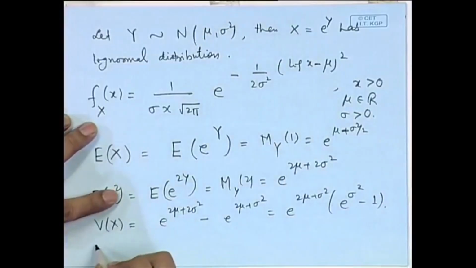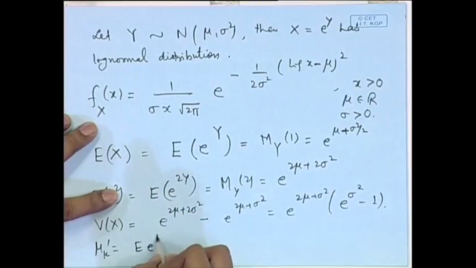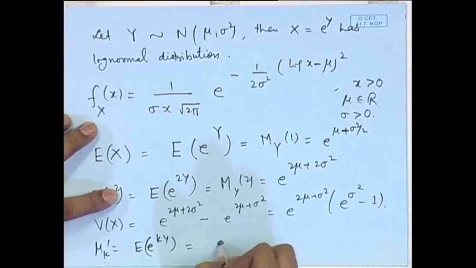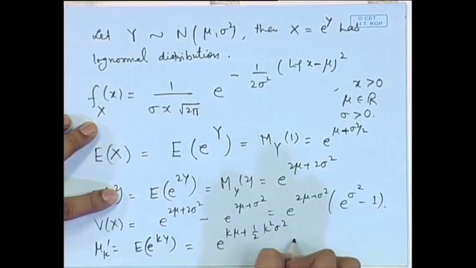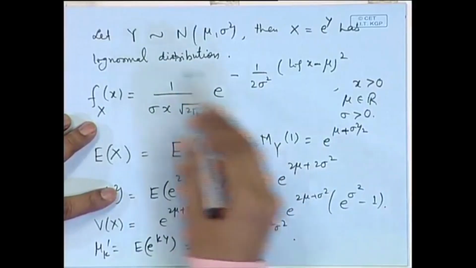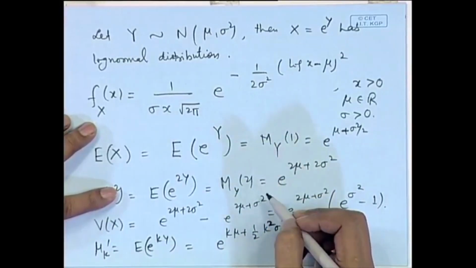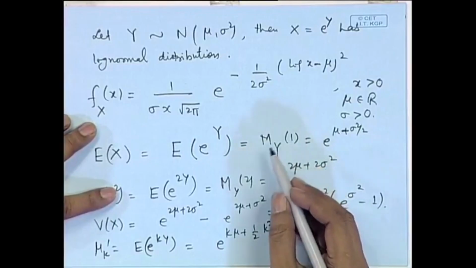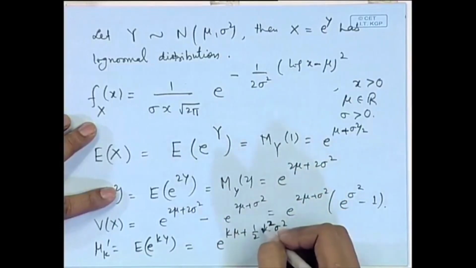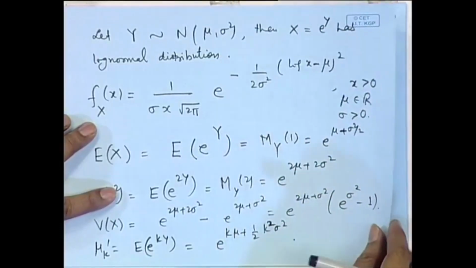In general, mu k prime is equal to the expectation of e to the power kY, that is equal to e to the power k mu plus half k square sigma square. So, moments of all orders of the log normal distribution exist and they can be expressed in terms of the moment generating function of the normal distribution. Let us look at one application here.